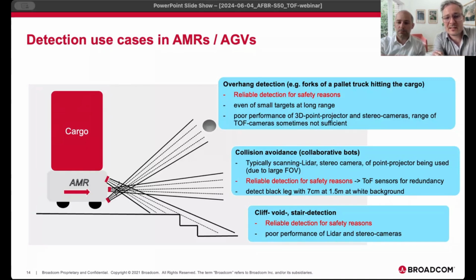The last one is cliff, void or stair detection. This is also quite important, so as not to destroy the AMRs themselves, so that the AMR can properly detect such dangerous situations and not drive down the stairs. A detection sensor for that is definitely a field for the TOF sensor which we are introducing to you today.